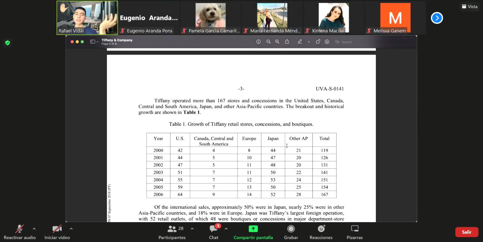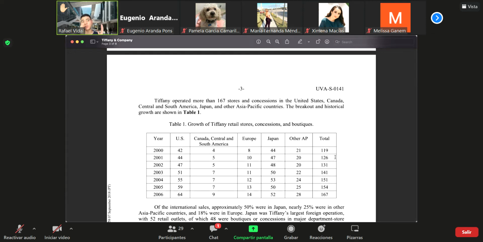I'm going to ask people here to perform some calculations while I continue to answer the case. So Pamela, I see you here. Please calculate the growth rate for the US for each year. Maria Fernanda Mendez, please calculate the growth rate for each year for Japan. And please, Jimena Macias, calculate the growth rate for the total stores.